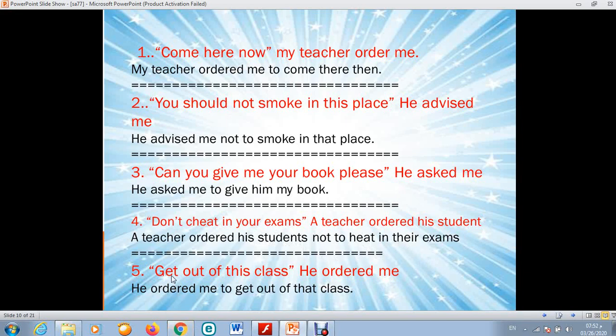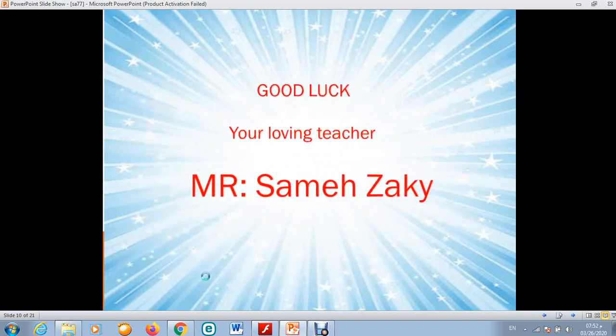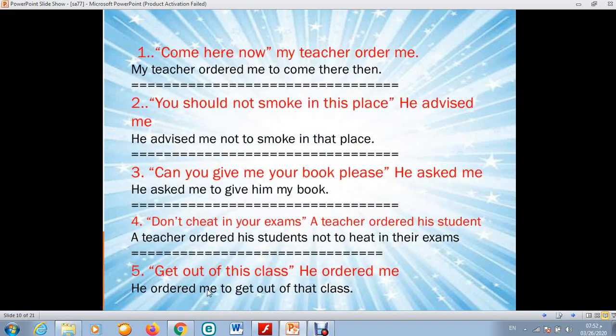The last example: "Get out of this class." He ordered me. This is a positive command. So when I change it into indirect speech, I'll say he ordered me. And use the connector to because it's a positive command. Then get out of. This will be that class, and this is the correct answer. He ordered me to get out of that class.